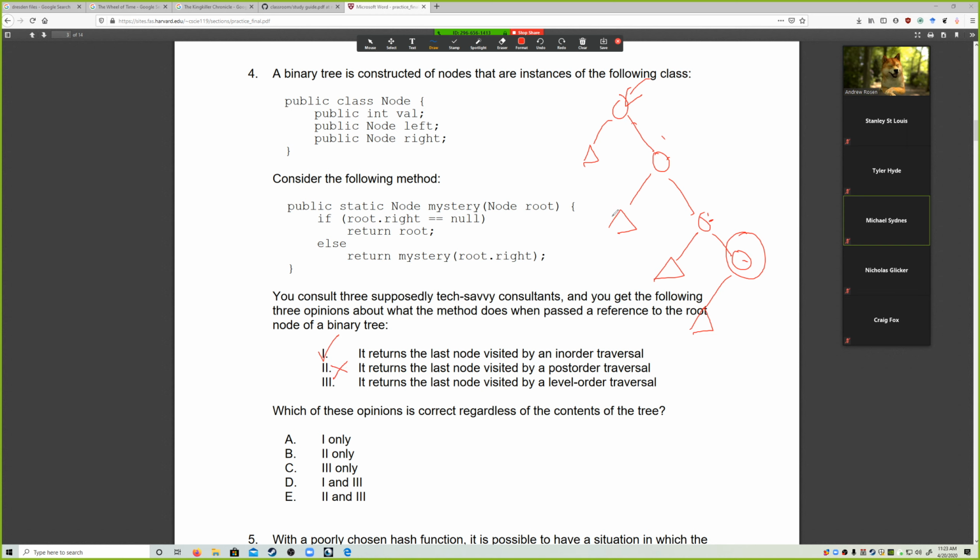Now, the last node in a level order traversal. What in the world is level order? Now, you might think that we've not gone over a level order traversal, and that's true. We haven't gone over it directly, but you just learned what it was. Level order traversal is breadth first search.